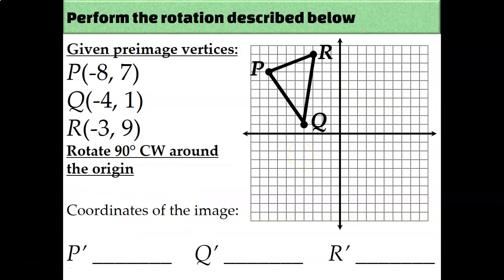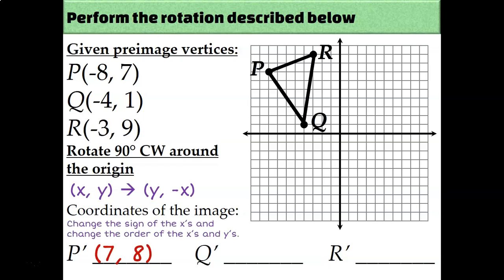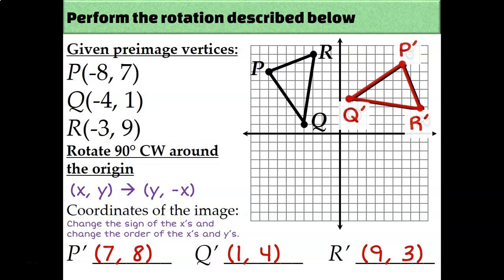And I'd like you to go ahead and pause the video and try this one on your own as well. Well, let's see how you did. 90-degree clockwise would be (x, y) becomes (y, -x). So P prime would be (7, 8), Q prime would be (1, 4), and R prime would be (9, 3). So this is the image after rotating 90 degrees clockwise.